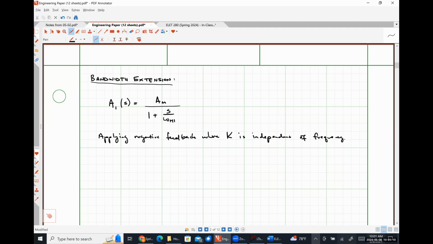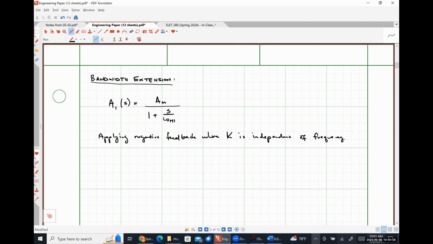So let me ask you guys a question before I hit you with this next mathematical expression. What kind of network do you think K must be composed of to be independent of frequency? Resistors. Yeah, exactly. A resistor network, okay?